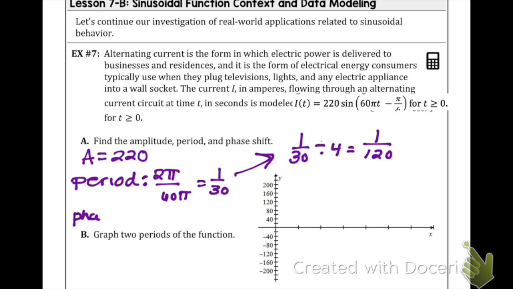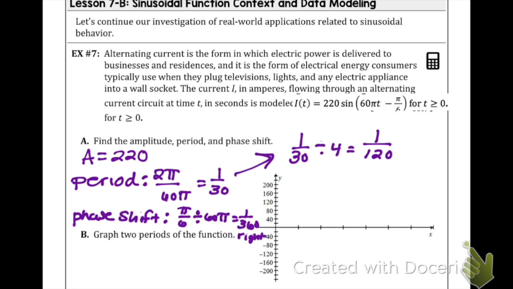And then my phase shift is my c over b. So pi over 6 divided by 60 pi, which means we're moving to the right 1/360th.